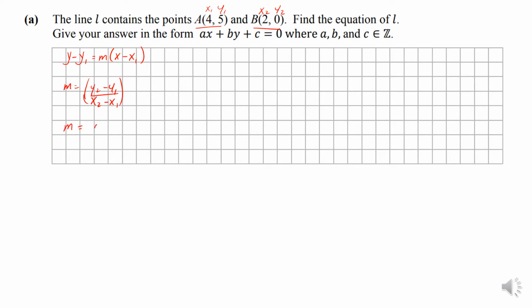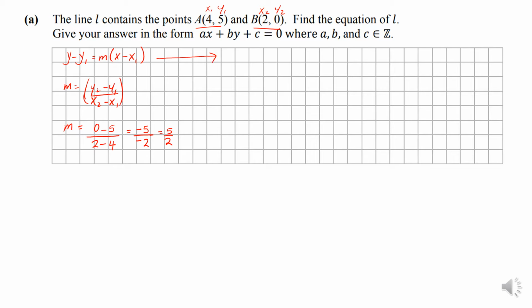So y2 is 0, take away y1 which is 5, over x2 which is 2, take away 4, which was x1. So what do we get as a result? On the top line I get minus 5, and on the bottom line I get minus 2. Now that's a negative divided by a negative, so the overall answer is positive. I'm going to leave it in fraction form, 5 over 2, which is 2.5, and we'll use that in getting our equation. So that's slope done, and now we're going to calculate the equation.